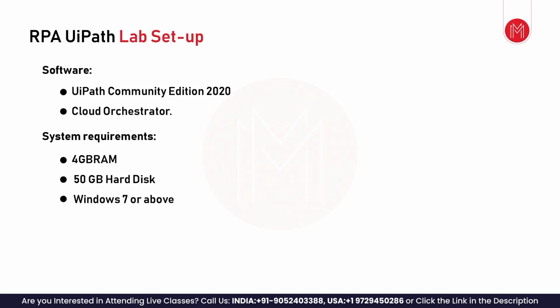Okay, so you can monitor your robots, you can monitor your tasks, whatever you're developing in your Studio. All these things can be monitored on the Cloud Orchestrator. System requirements are going to be very minimal. Just 4 GB RAM, 50 GB hard disk, Windows 7 and above. All that is what you are going to need for setting up your robot.